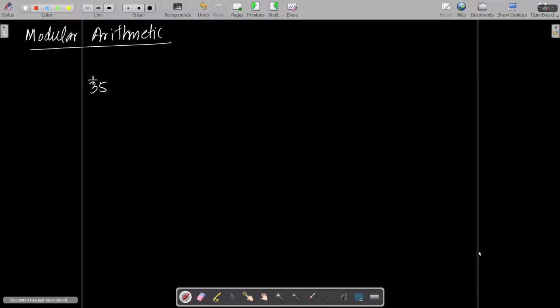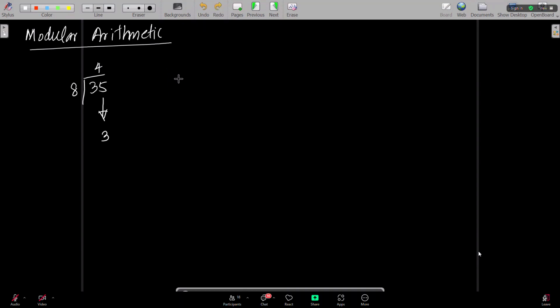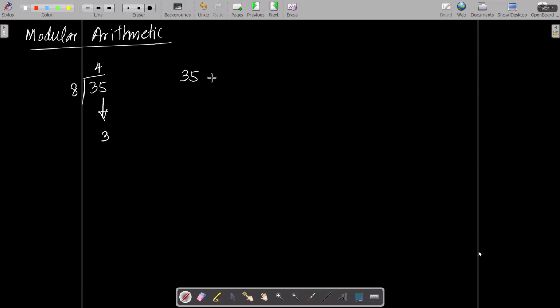Let's say we divide 35 by, let's say, 8. And we have a quotient of 4 and remainder of 3. So in modular arithmetic, we deal with this 3. We say 35 mod 8 is 3. This means when we divide 35 by 8, the remainder is 3. In programming, we can find it like this in Python. This will give us 3. This is the modular operator.